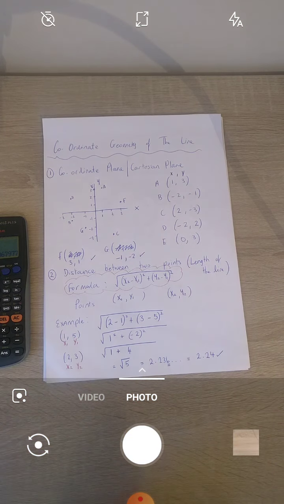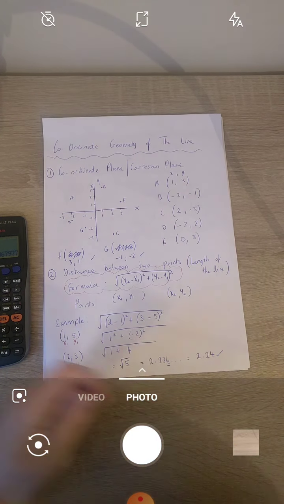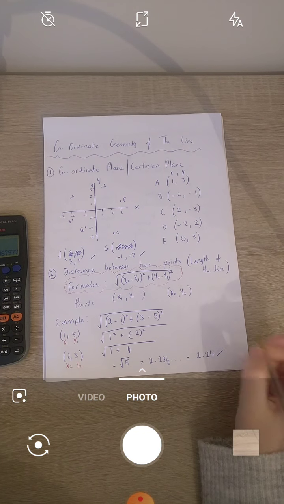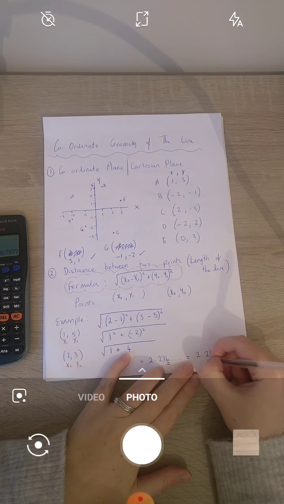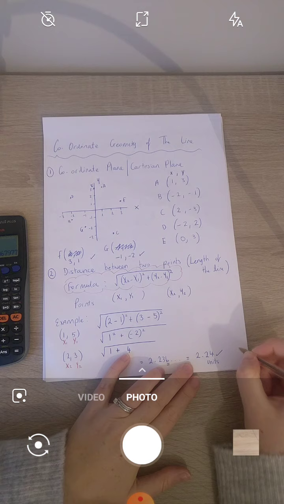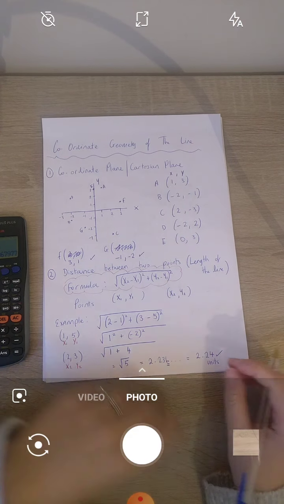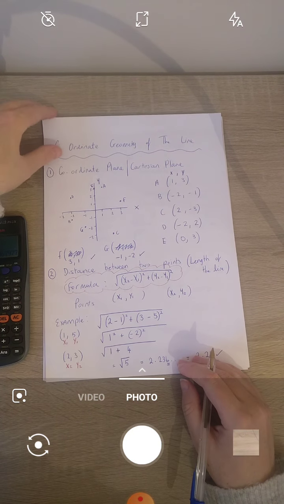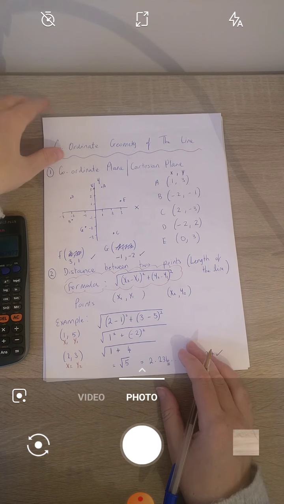Okay. Mostly they're not going to give you units here. They're not going to say millimeters, centimeters, anything like that. So you should be fine. But remember, that's a distance. So it's 2.24 units. It's not squared because you're not finding an area there. It's just the length of something.